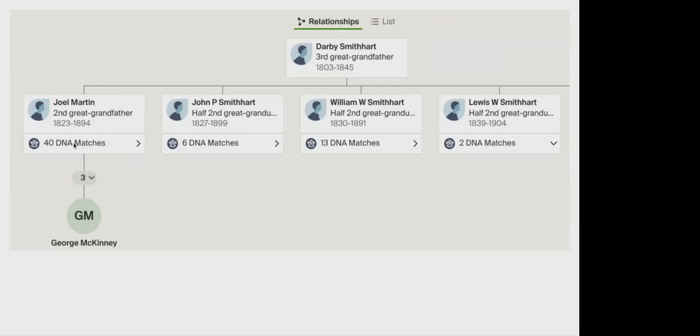And take a look at this. I have 40 matches through my own great grandfather. I have 6 through John, 13 through William, 2 through Lewis, and yet more. So give me a break. That's almost certainly my true 3rd great grandfather because of all these other lines. Now, Ancestry will give this to you in what they call the through lines database. You can also construct this data yourself.